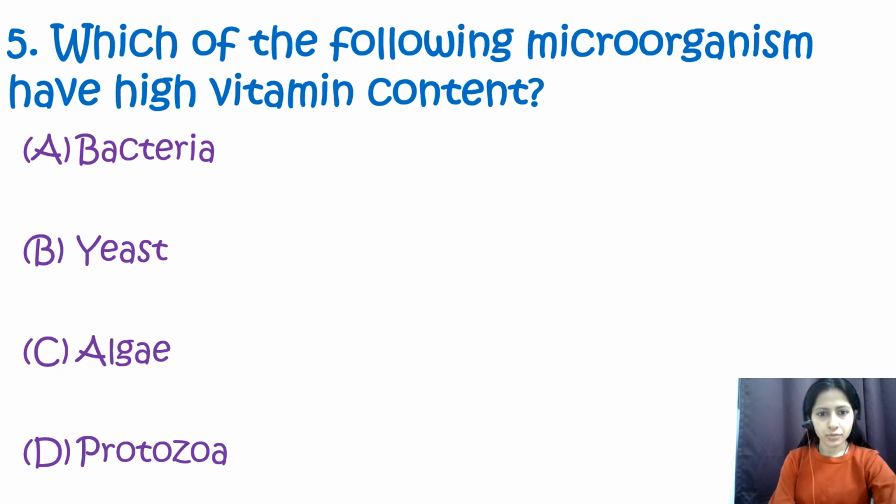Number 5. Which of the following microorganisms have high vitamin content? Option A, bacteria, option B, yeast, option C, algae, option D, protozoa. So the microorganism which has a high vitamin content is yeast. That is option number B.